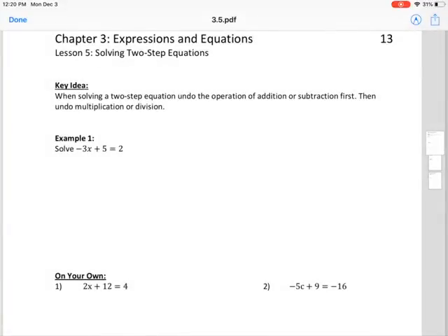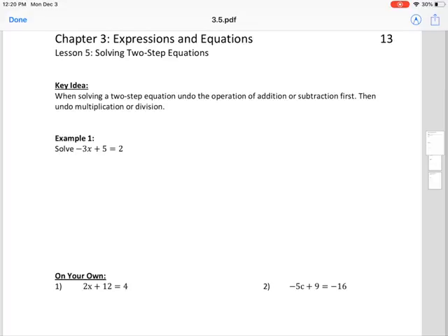Hey guys, so today we are going to be going even a little bit more into chapter 3. This is our last lesson of the unit. So today we're going to be talking about solving two-step equations.